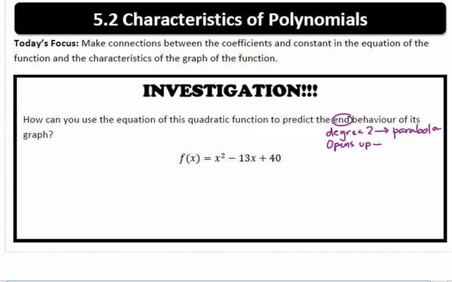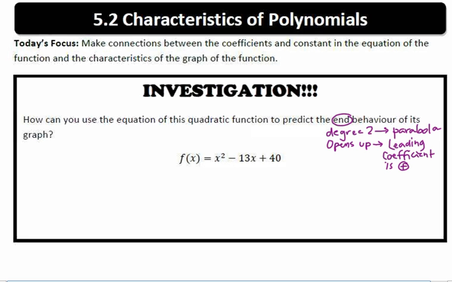Okay, and I'm going to give it a new name. What's positive? The coefficient, and so we're going to call that the leading coefficient. Why would I call that a leading coefficient? Okay, so if I had it written like this, would 40 be the leading coefficient? With the highest degree. So the leading coefficient is the coefficient of the highest degree. So the leading coefficient is positive.